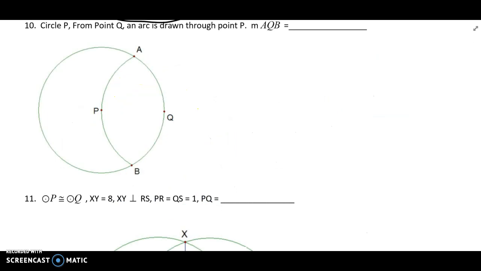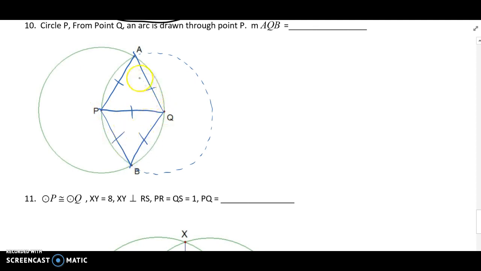Number 10 is one of the hardest ones to see. It says from point Q an arc is drawn through point P. In other words, this arc is the start of a circle that would look like this. The radius of that circle is QP, which is also the same radius as circle P. So these two segments are equal to each other. This segment is also equal to those. And QB and PB are also the same. In other words, we have these two equilateral triangles. And you know that in an equilateral triangle, all the angles are 60 degrees.